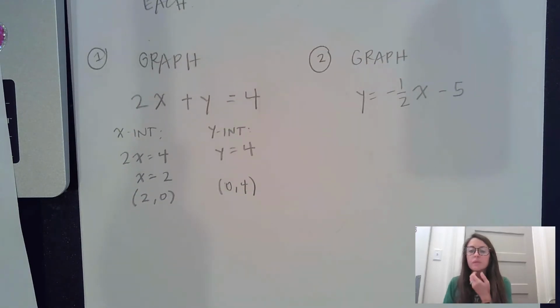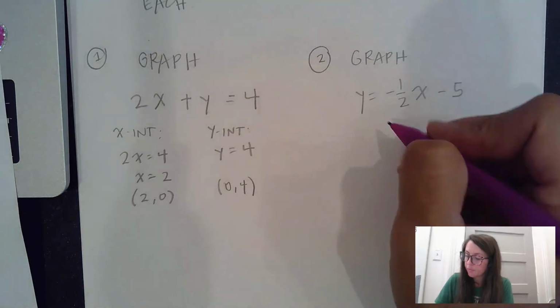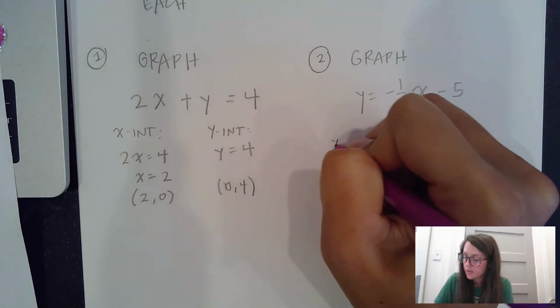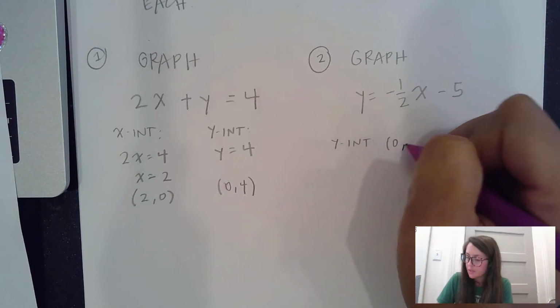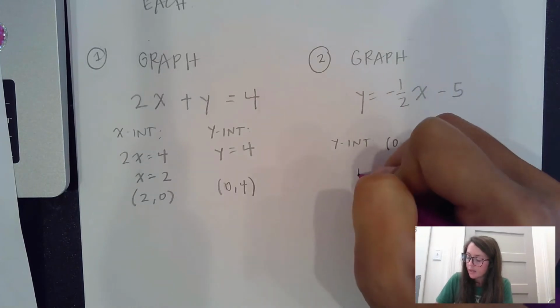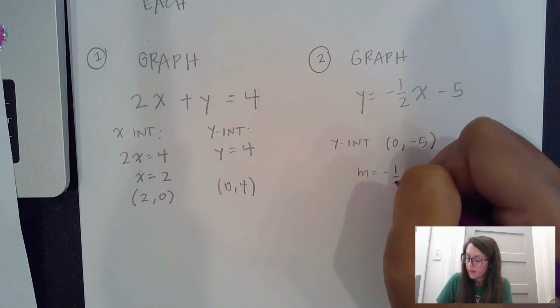Let's graph this one. I'm going to graph this one two ways. I'm going to graph it by using the y-intercept and the slope, and then I'm going to choose some x values and solve for y to show you that as well. Alright, so the y-intercept, remember the y-intercept is an ordered pair, so the y-intercept is (0, -5), and the slope here is -1/2.